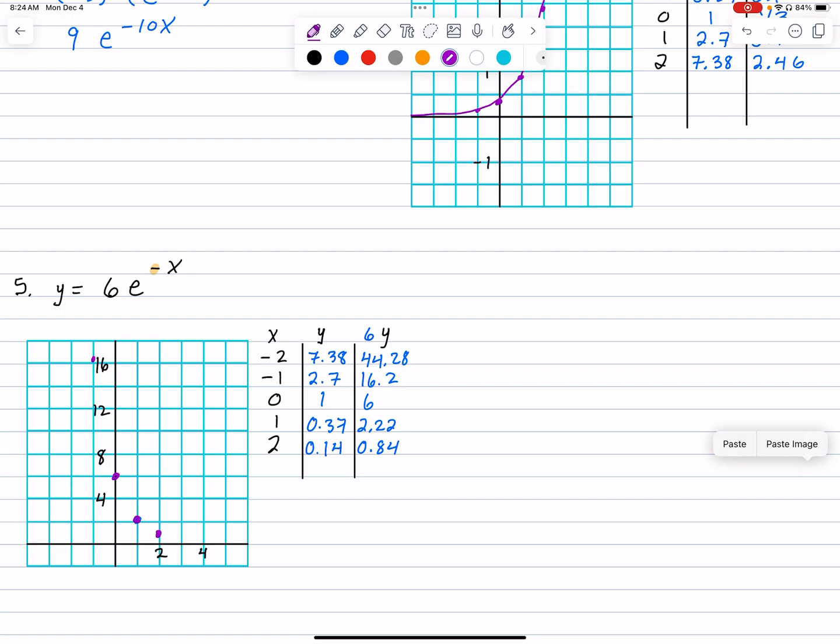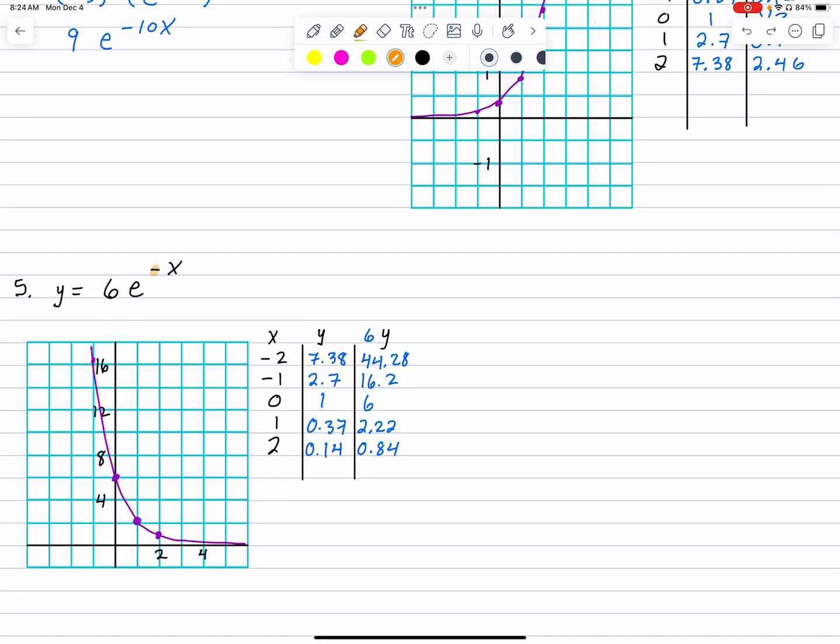So notice on this one, again, hug, but don't touch that horizontal asymptote. But notice it's exponential decay because as we go from left to right, the graph is getting closer and closer to the x-axis, but not touching it like I did there. Okay, I'm going to stop there for now.